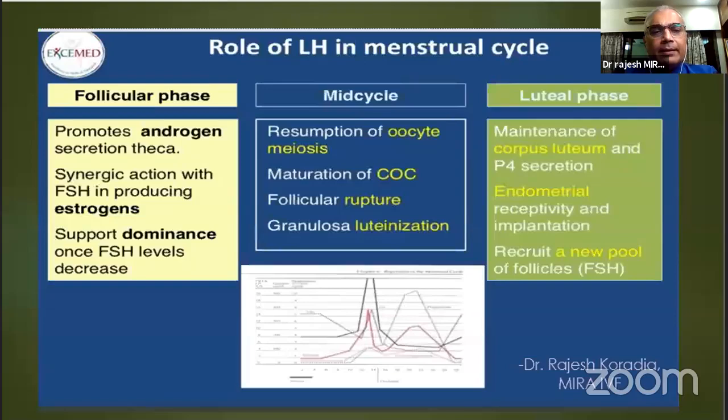So let us summarize the role of LH in various phases of the menstrual cycle. In the follicular phase, it promotes androgen secretion from the theca cell, has a synergistic action with FSH in producing estrogen, and supports dominance once the FSH levels decrease. In mid-cycle, the primary role is oocyte meiosis, maturation of the cumulus oocyte complex, follicular rupture, and granulosa luteinization. And in the luteal phase, the maintenance of the corpus luteum and progesterone secretion, endometrial receptivity and implantation, and recruiting a new pool of follicles along with FSH.